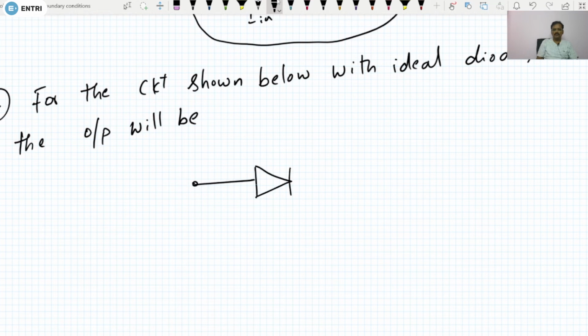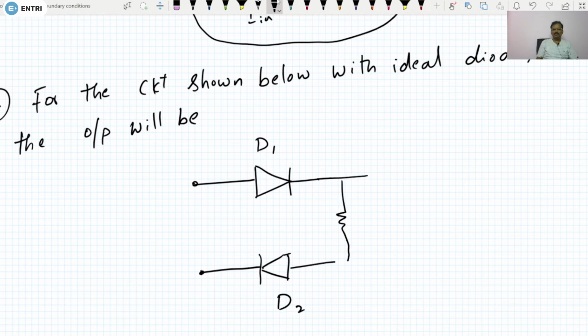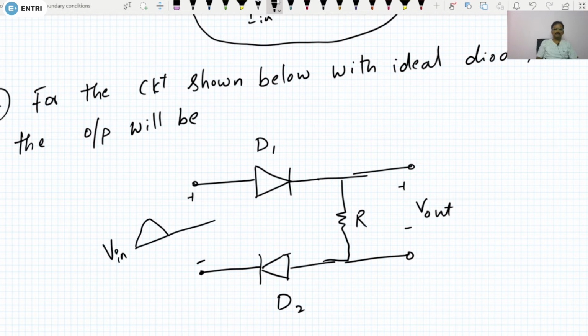Here they have given the circuit. This is diode D1, and here they have given another diode, which is diode D2. And here this is nothing but R, and here this is V out, and here they have given V in, which is some sinusoidal signal like this. Understood? So for this circuit, they have given the options.